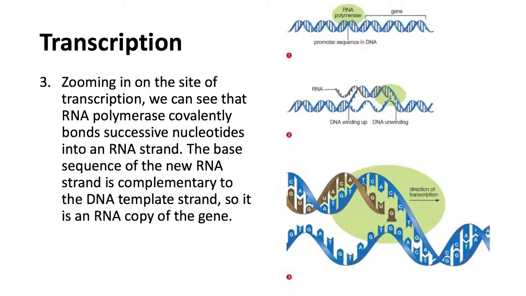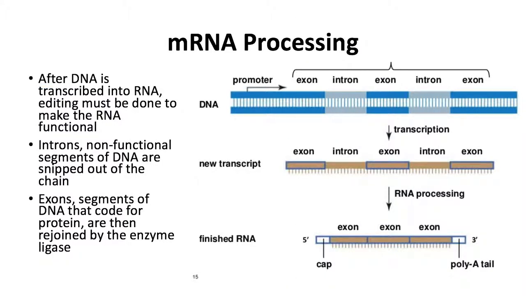Now, it's actually not finished. So transcription at this point is not complete. We have to do some editing to the RNA. So if you look at RNA and if you look at DNA, it's got these pieces called introns. And these introns are basically non-functional segments of DNA, and we need to get rid of them. The exons, on the other hand, are the pieces we're interested in because these code for a specific protein. So we have to remove the part that's almost like junk.